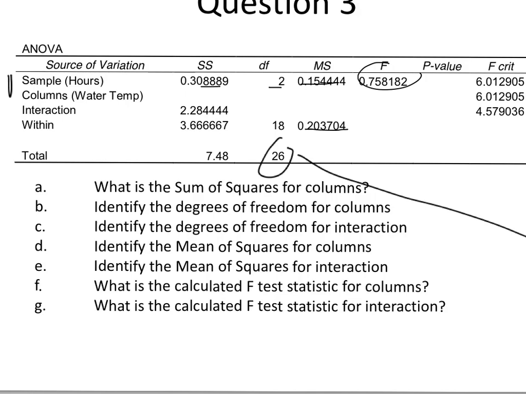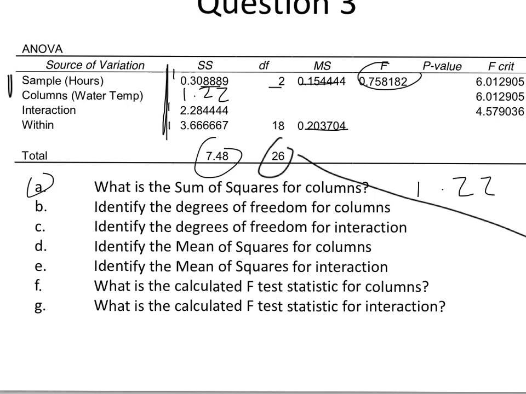So the sum of squares for columns is our first question we're looking at, A. And to do that, remember, all of these have to add up. So 7.48 is going to be the sum of all of these 4 values here. So to find out with a missing one, we just subtract these values, here, here, and here, from 7.48. And when we do that, we get 1.22. Okay, so that is the first part. 1.22 is the answer for A.